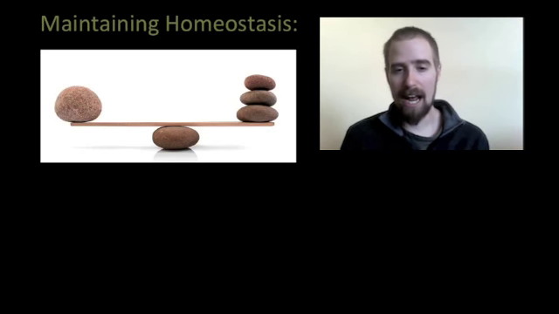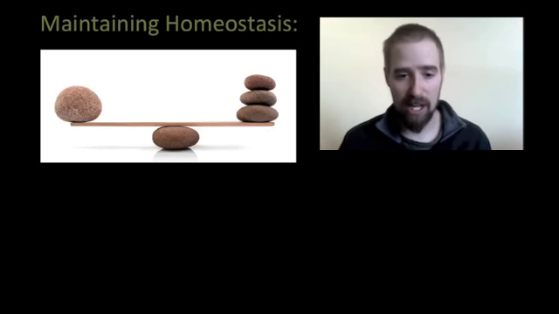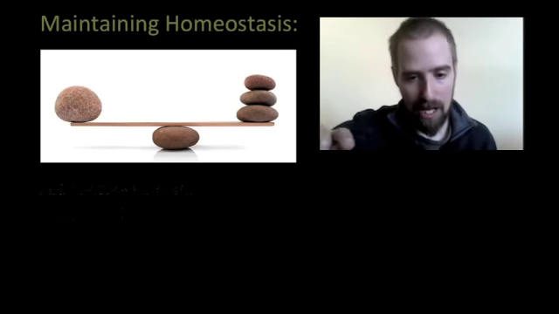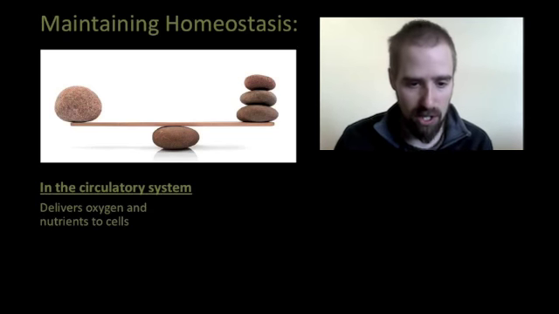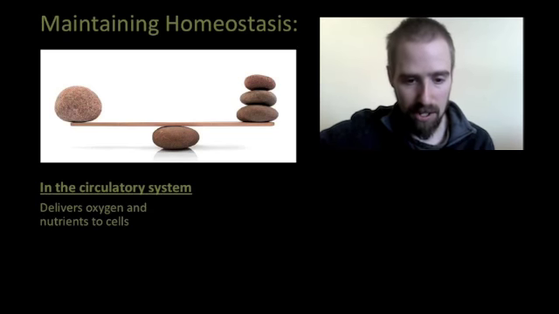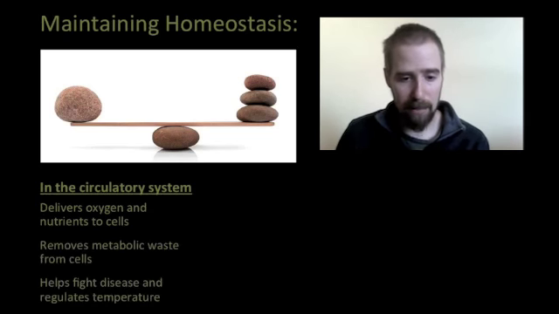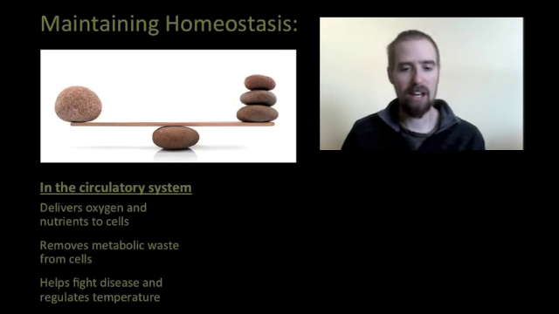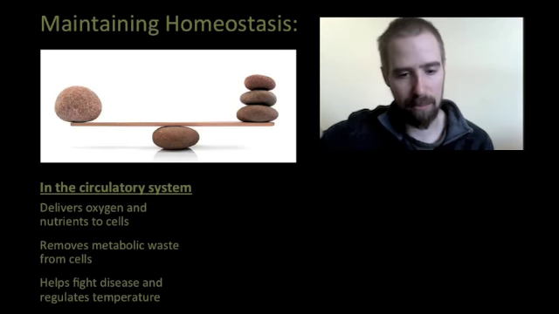Alright, now taking a look at how these three systems are all working together to maintain homeostasis inside of our body. Circulatory system: the circulatory system helps us by delivering oxygen and nutrients to cells. And it helps us to remove metabolic waste from cells, as well as helping us to fight disease and to regulate our internal body temperature.